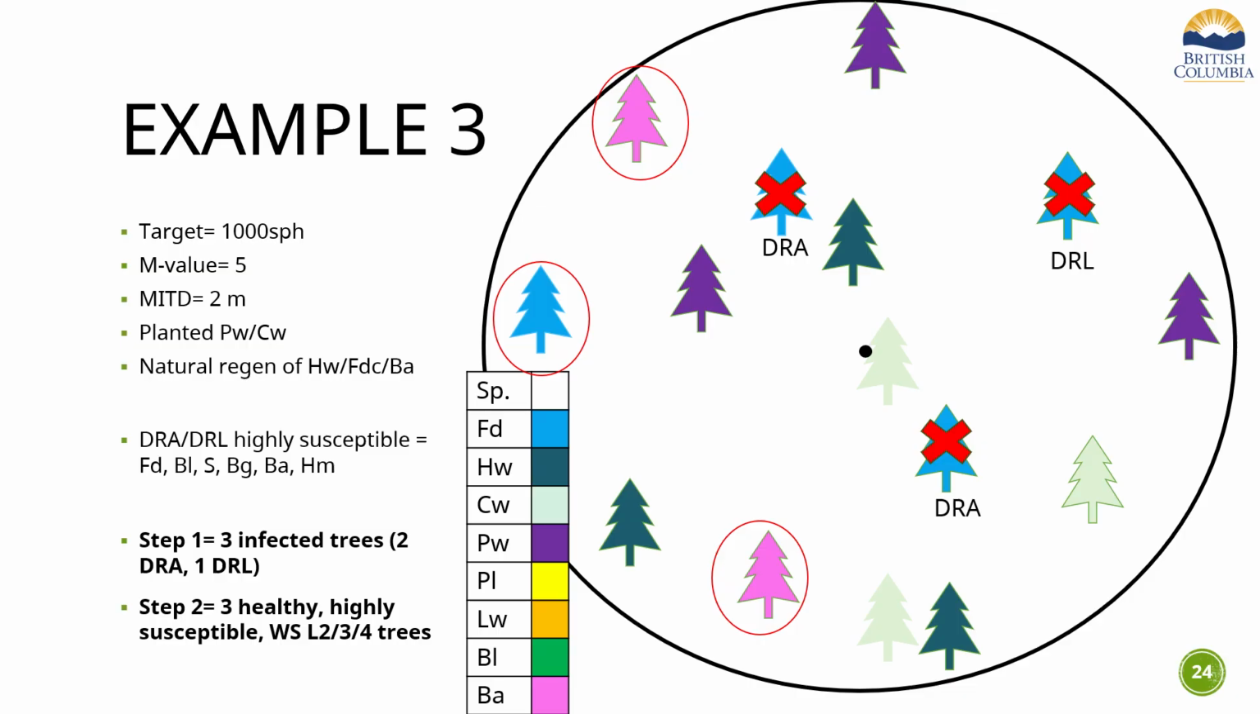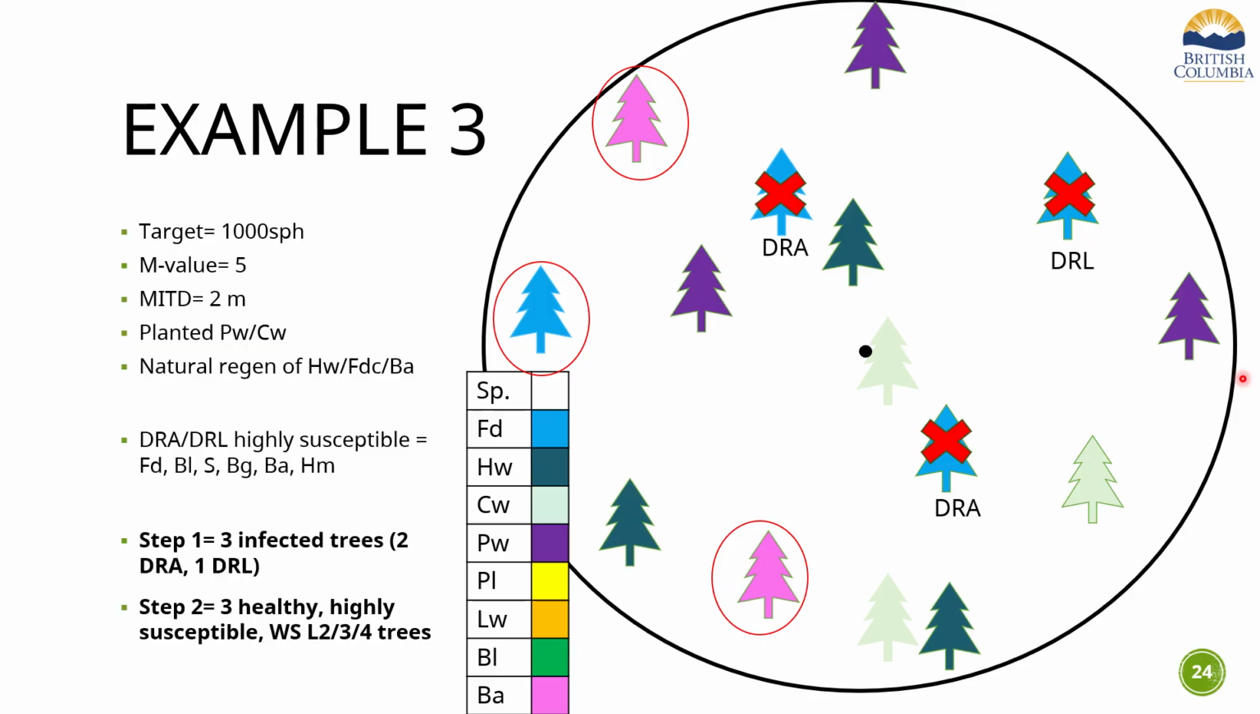Okay, for our next example, we have a similar planting prescription, but this plot has both armillaria and laminated root disease. For step 1, you identify 2 Douglas fir with armillaria and 1 Douglas fir with laminated root disease. For step 2, you need to tally the number of healthy, highly susceptible, well-spaced trees. To do that, you have to consider the highly susceptible species for both armillaria and laminated. So that's Douglas fir, subalpine fir, spruce, grand fir, amabilis fir, and mountain hemlock.